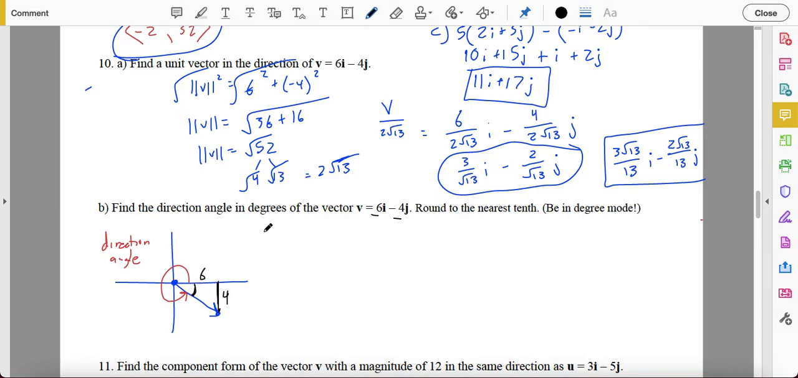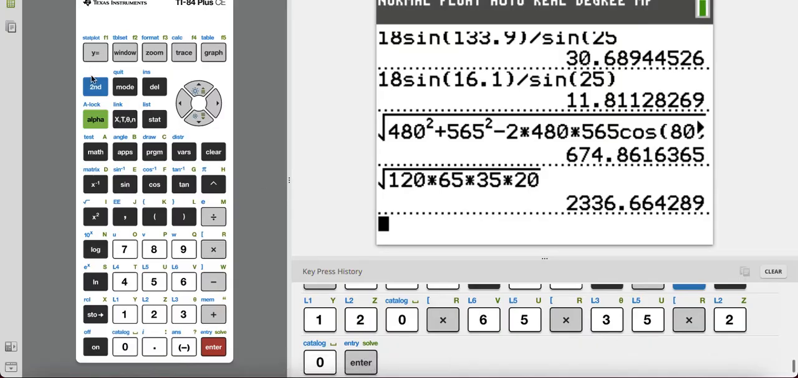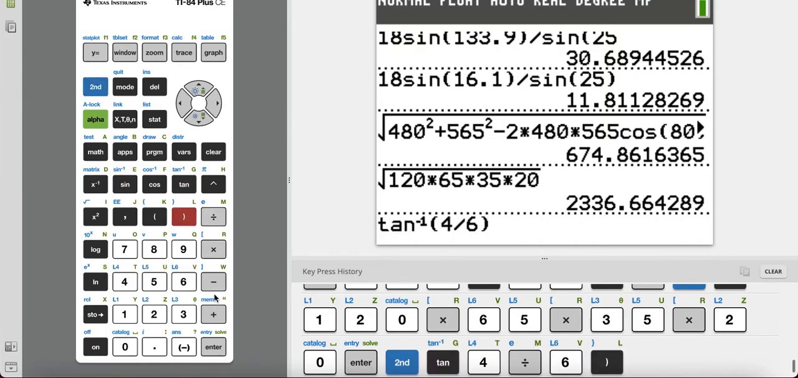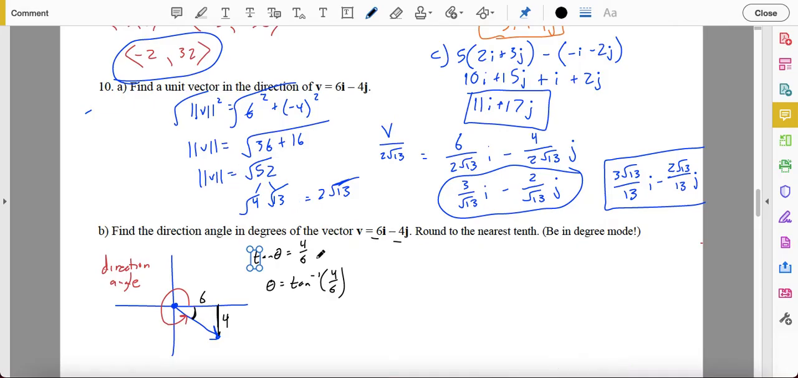So we say tan theta equals 4 over 6. So theta equals inverse tangent of 4 over 6, and we throw it in our calculator. Second tangent 4 over 6. We get 33.7 degrees. So that's the black angle, right?